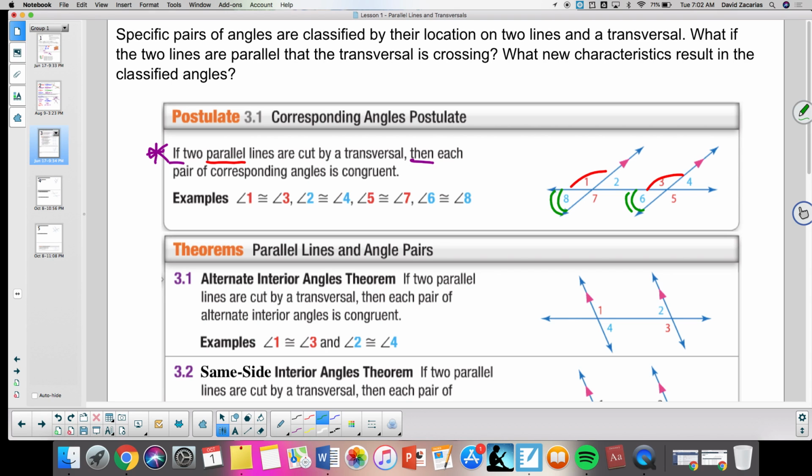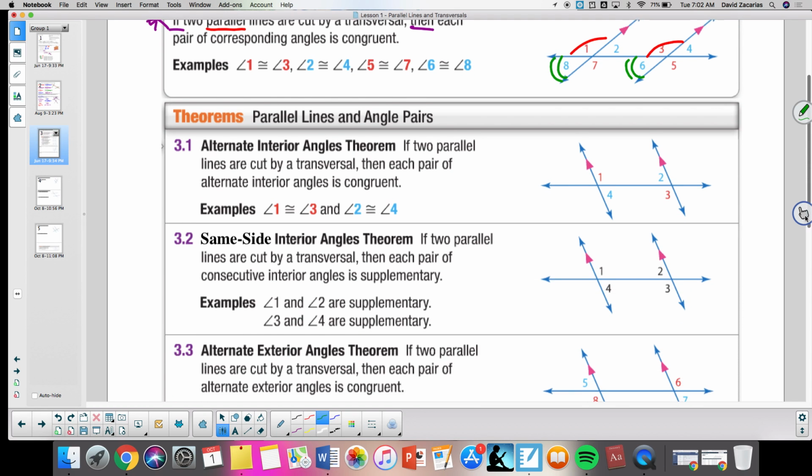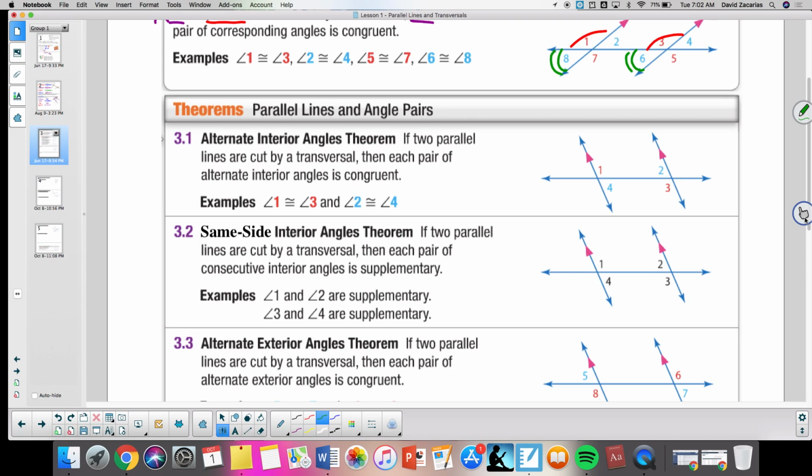We also have here the alternate interior angles theorem. If two parallel lines are cut by a transversal, then each pair of alternate interior angles are congruent. So angle 1 and angle 3 are on alternate sides of your transversal and inside, or interior, of the two parallel lines. Those will always be congruent. So 2 and 4 will be congruent to each other.